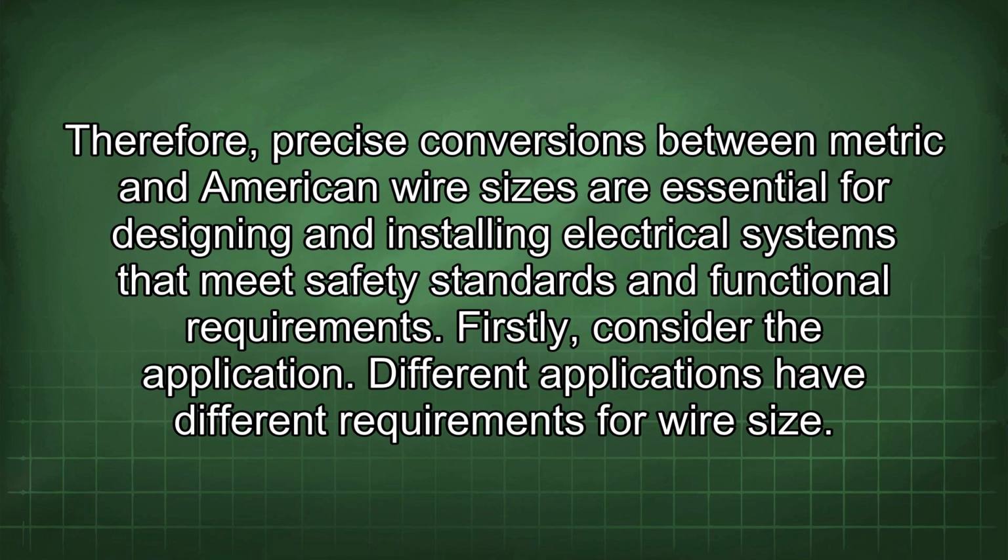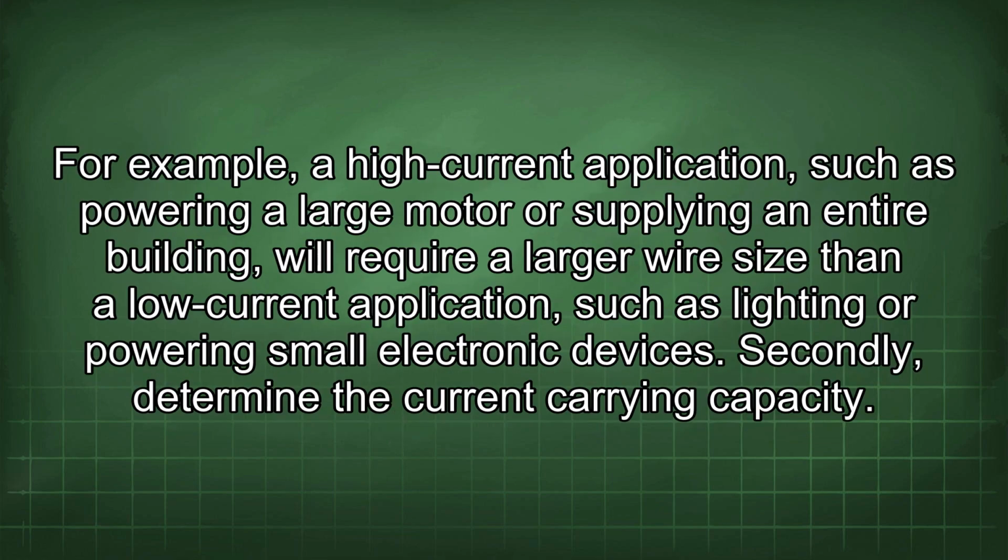Therefore, precise conversions between metric and American wire sizes are essential for designing and installing electrical systems that meet safety standards and functional requirements. Firstly, consider the application. Different applications have different requirements for wire size. For example, a high current application, such as powering a large motor or supplying an entire building, will require a larger wire size than a low current application, such as lighting or powering small electronic devices.